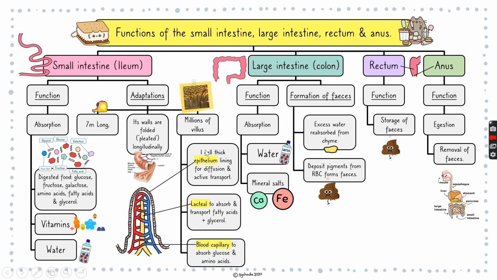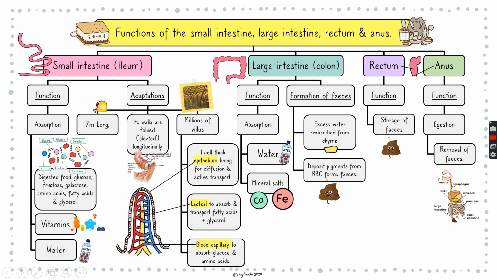So this is 1 cell thick. This lining right here is called the epithelium, and it is made up of just a single layer of epithelial cells. And how do these things actually absorb the food? So once these digested food or vitamins and water enter the ileum, they absorb. So the epithelium cells absorb by diffusion or active transport. And remember that active transport requires a lot of energy.